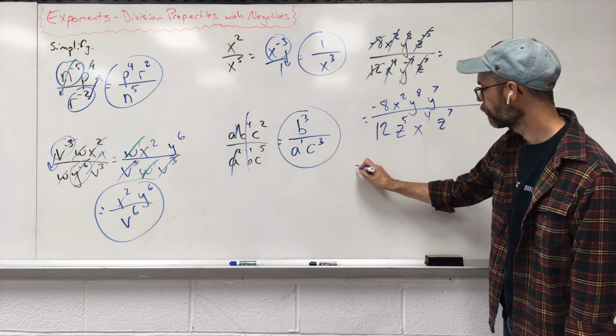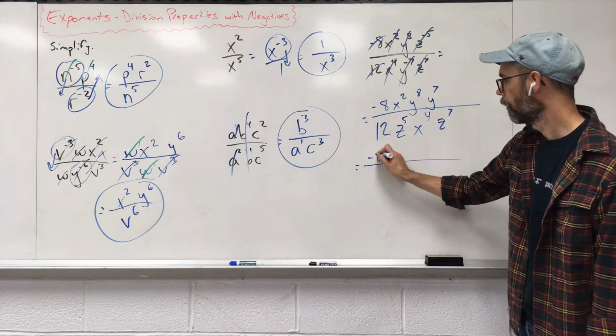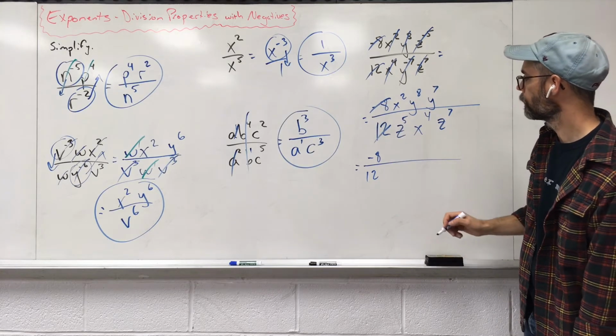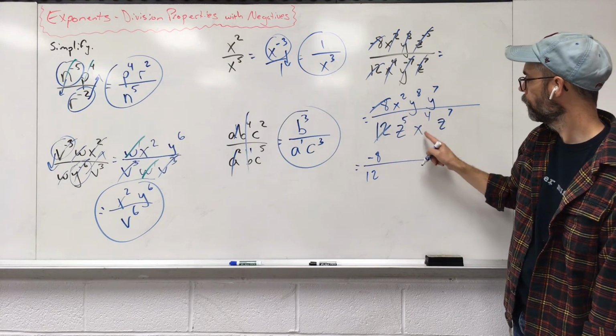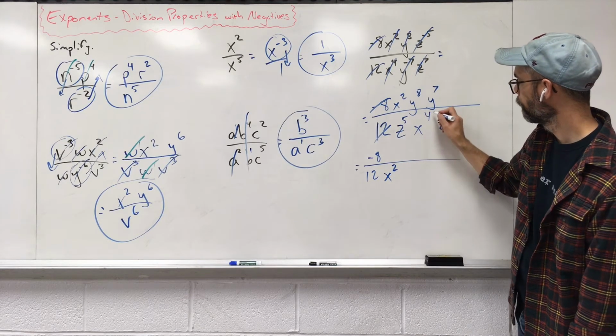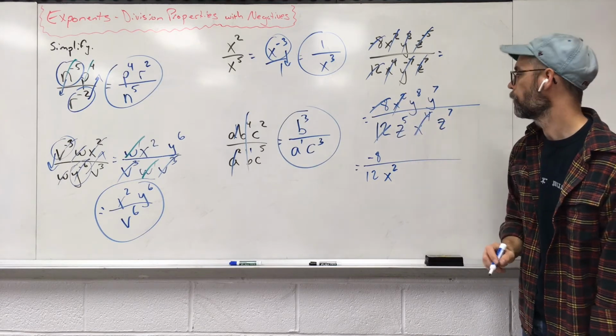Again, I'm going to ignore the negative 8 and 12 for right now. I'm going to come back to them. X's, where do you have more? We have 2, we have 4. More is on the bottom. How many extra? 4 minus 2 gives you 2.